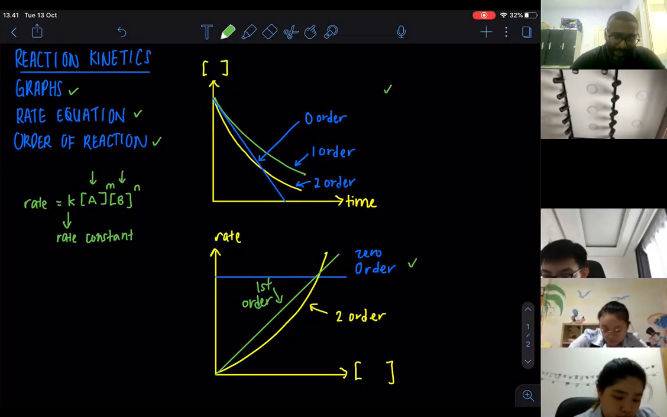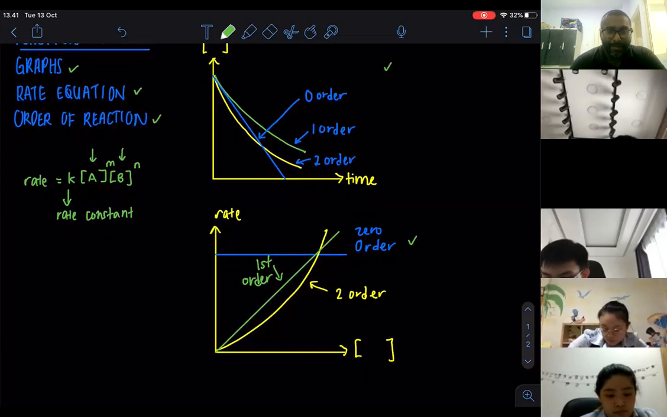And the values of m and n are not referring to the stoichiometric equation, or the value that you have in front of the equation. Again, like what I said, they are determined by the experimental data. So you need to refer to that. So that is going to be m and n.